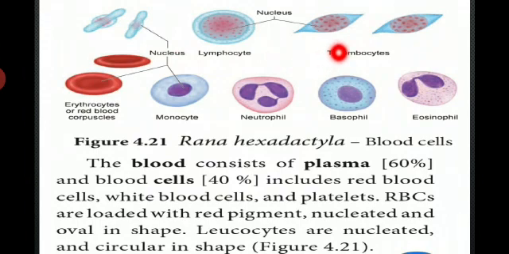Okay? RBCs are loaded with a red color pigment, nucleated and oval in shape. Leukocytes are nucleated. Leukocytes, meaning WBC cells, are nucleated, circular in shape. So this is the blood composition, the type of cells present in the frog.